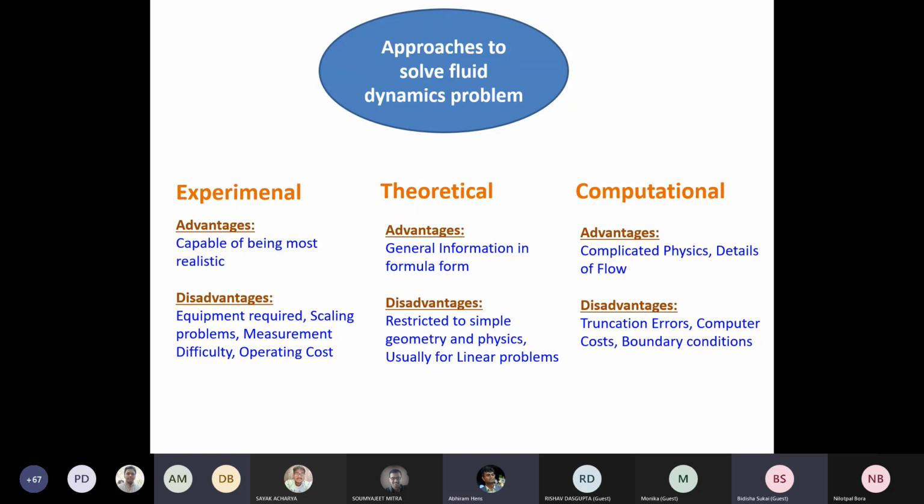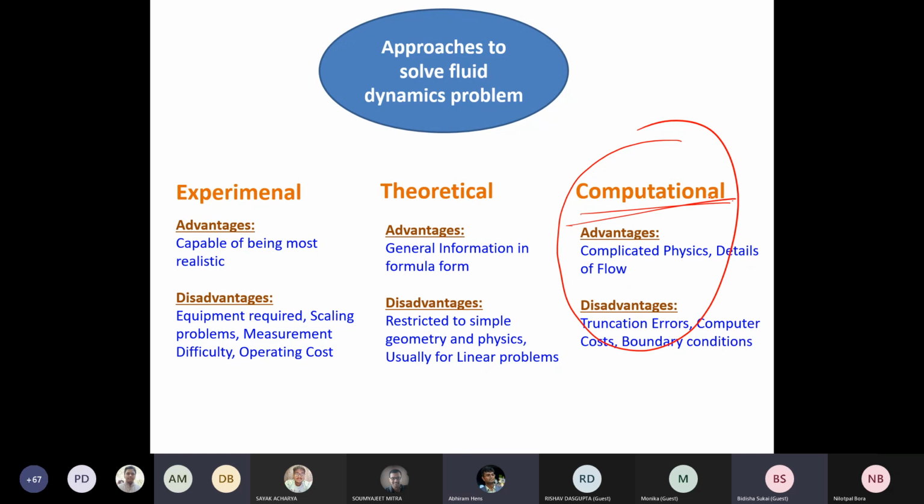However, disadvantages are there because most of these computational methods rely on numerical approaches, which have some truncation error, round-off error, and obviously computer costs and setting of proper boundary conditions. So these are some of the limitations associated with this computational approach of solving fluid dynamics problems. Okay, so CFD comes under this particular domain, to solve fluid mechanics problems using the route of computations.